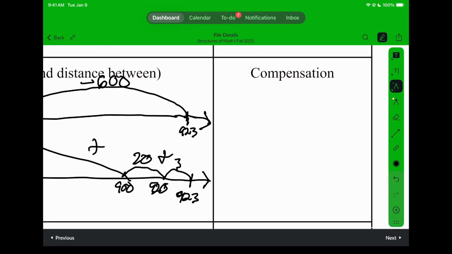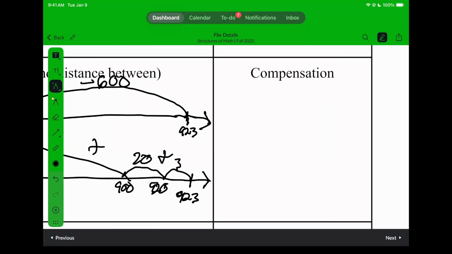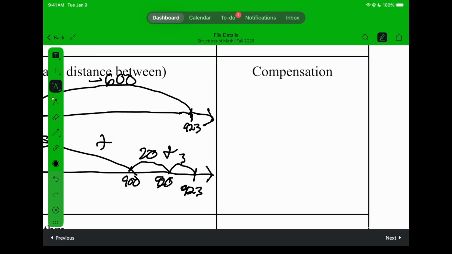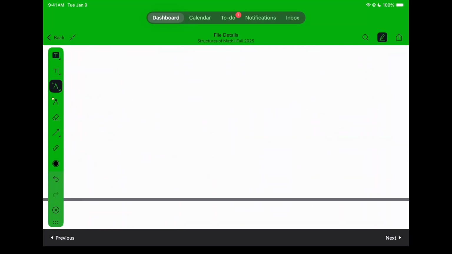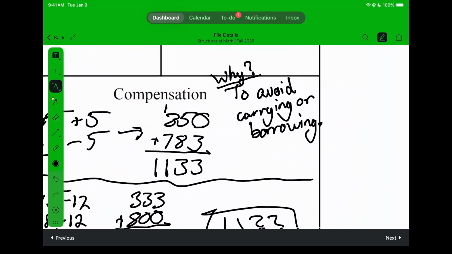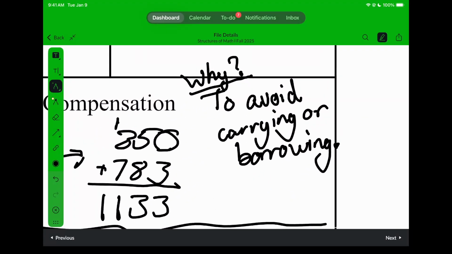Next we have compensation. We have 923 minus 685. Remember why we do compensation. We want to avoid carrying, or for subtraction, we want to avoid borrowing.